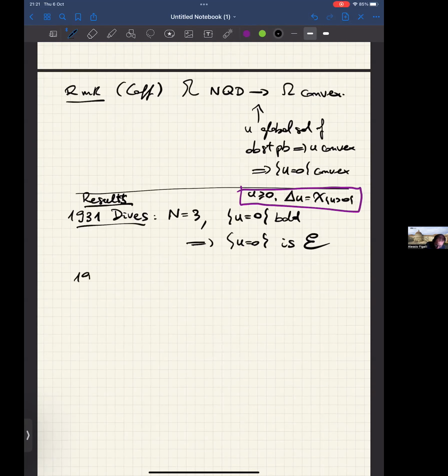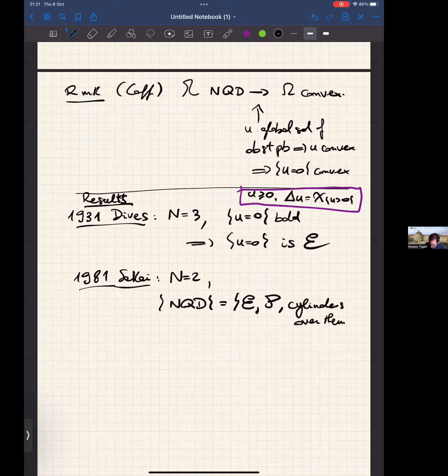Then in 1981, Sakai considered the case n equal 2, and he proved that the set of null quadratic domains is equal to ellipsoids, paraboloids, cylinders over them, and nothing else. So he proved the full classification for null quadratic domains in dimension 2. The proof uses complex analysis, so it's very specific to the two-dimensional case.